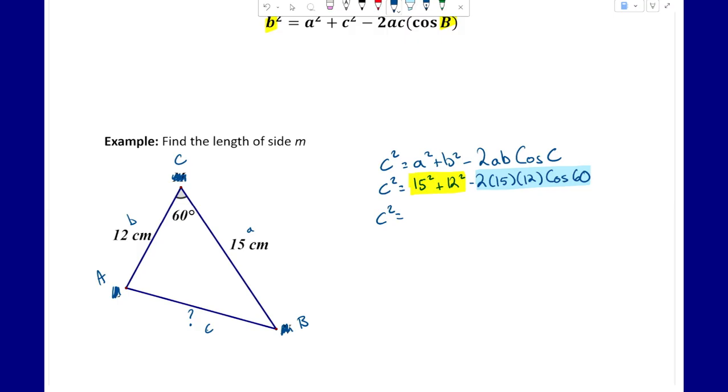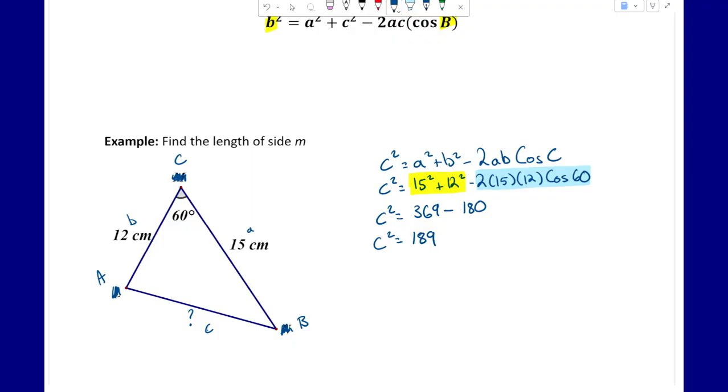If I go through step by step, the first part becomes 369 minus, and then 2 times 15 times 12 times cosine 60, I get 180. So 369 minus 180, I get c squared is 189. Now you might think, okay, well, I'm done. I've finished everything. But if you look at it, that side length looks pretty big compared to the other ones.